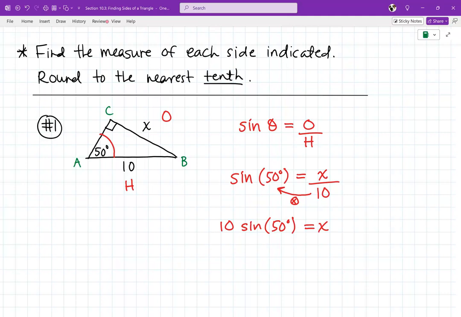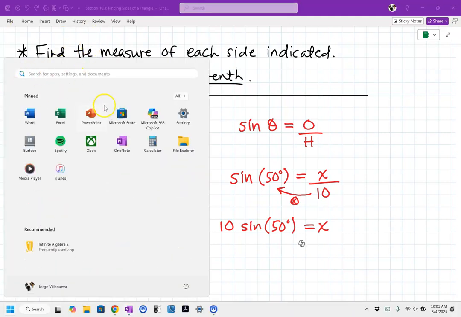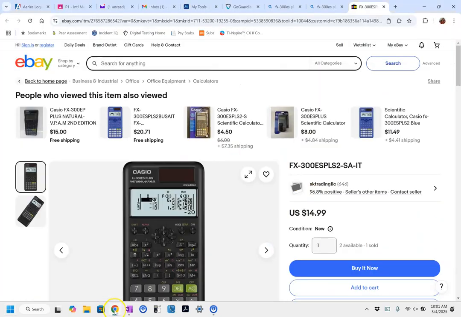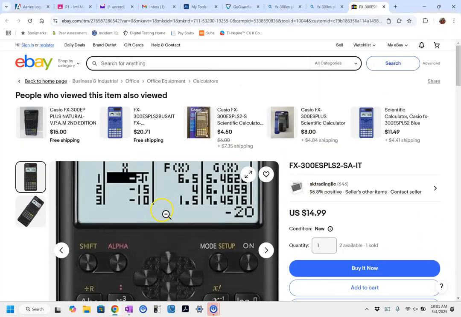Okay. Now, at this point, I want to go over really quick how to make sure that your calculator is in degree mode. I pulled up a picture earlier, so let me go back to where I was, and I'll zoom in.